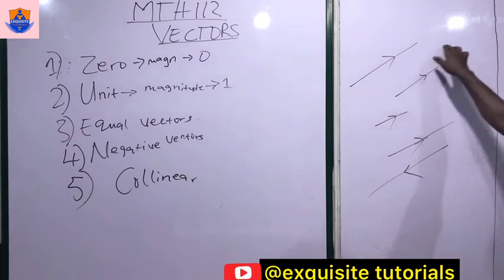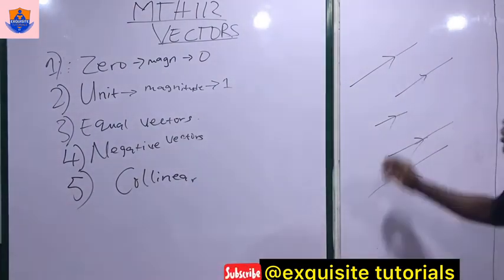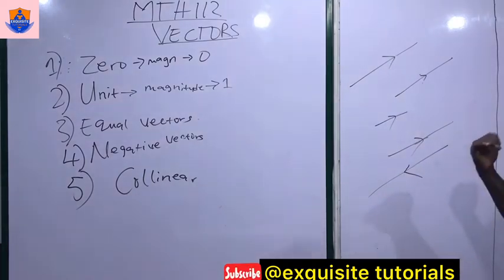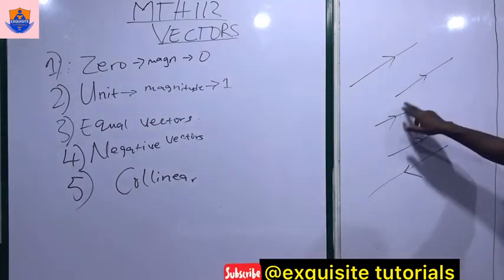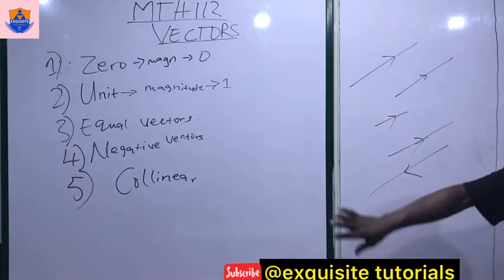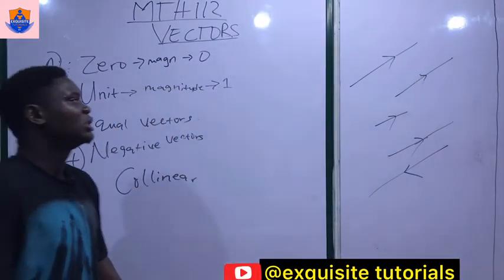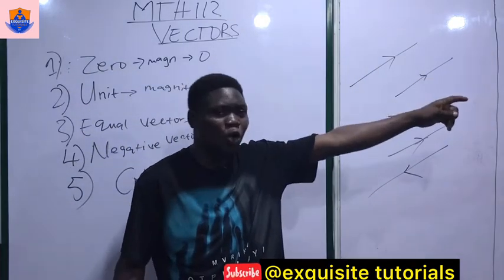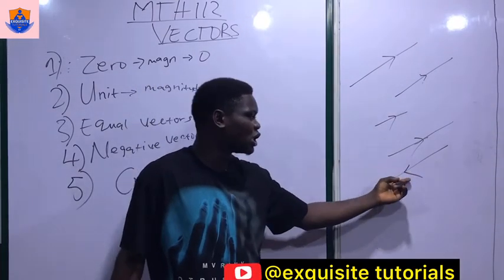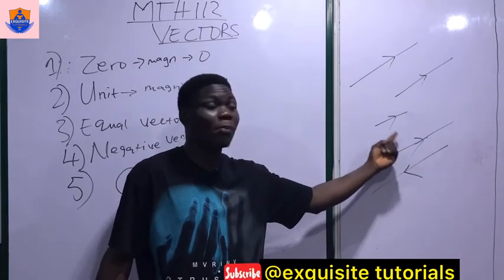Because they are parallel, that means they have the same angle to the horizontal, so they are called collinear vectors. Irrespective of their magnitude, we are not concerned if this is bigger than this or if they are equal. What we are concerned with is their direction. Because they have the same direction or are parallel to each other, even if one is going towards the opposite side, they are called collinear vectors. It doesn't matter if you are going towards the same direction or in the opposite direction. You can see this is going towards the opposite side, but it is still collinear to this because they are parallel to each other.